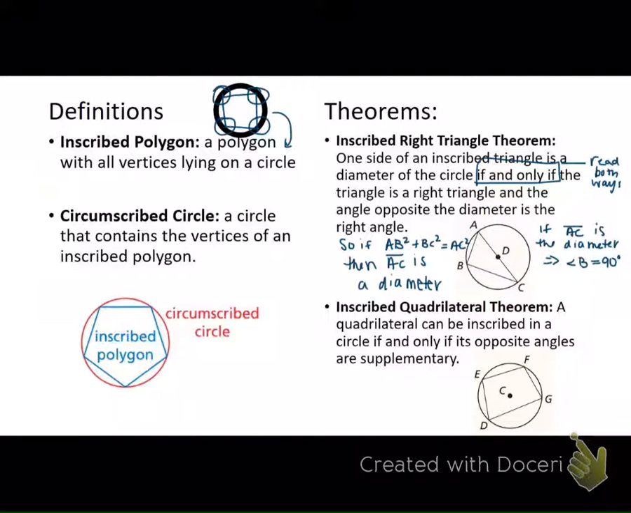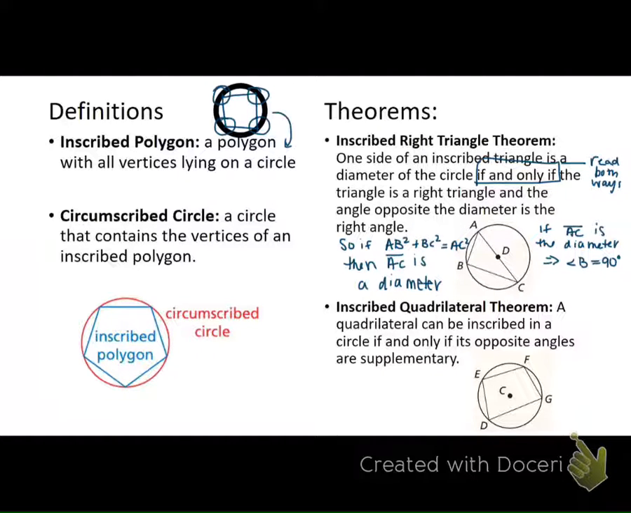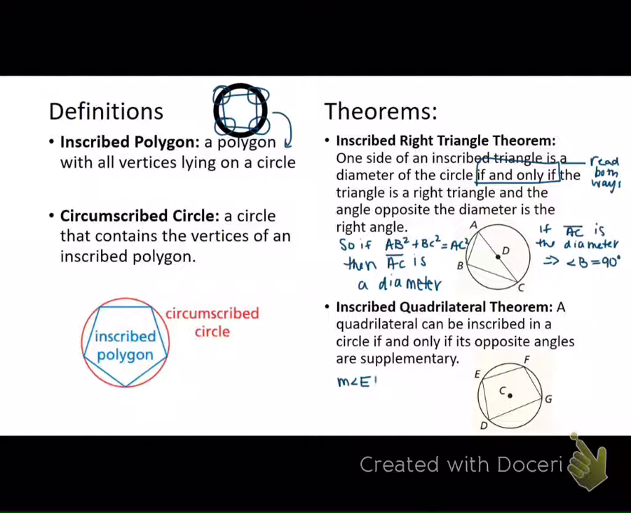The inscribed quadrilateral theorem says a quadrilateral can be inscribed in a circle if and only if its opposite angles are supplementary. So opposite angles must be supplementary. So the measure of angle E plus the measure of angle G equals, what does supplementary mean? How many degrees? 180. And the measure of angle D plus the measure of angle F equals 180.